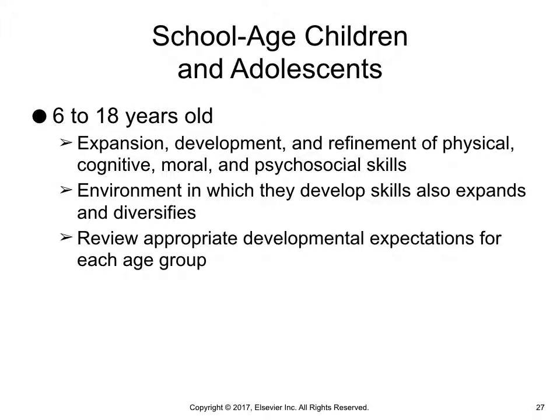School-age children and adolescents, age 6 to 18 years of age: expansion, development, and refinement of physical, cognitive, moral, and psychosocial skills occur during this stage. The environment in which they develop skills also expands and diversifies. Instead of the boundaries of family and close friends, the environment now includes the school, community, and church. The nurse can promote health by helping children and adolescents achieve a necessary developmental balance.